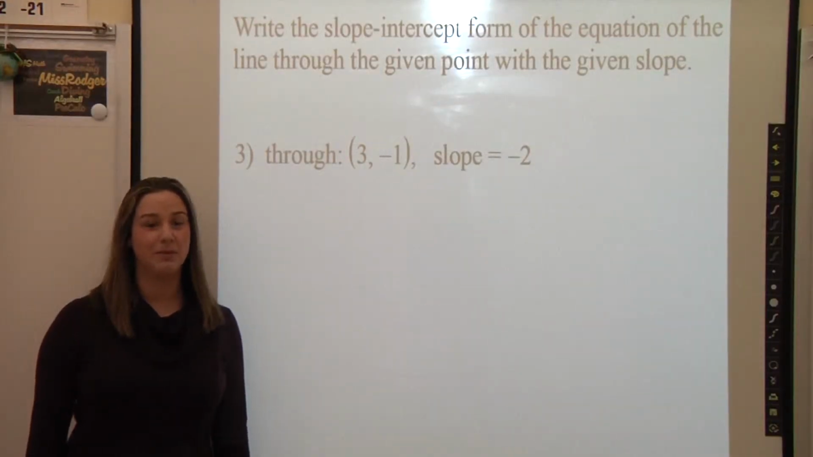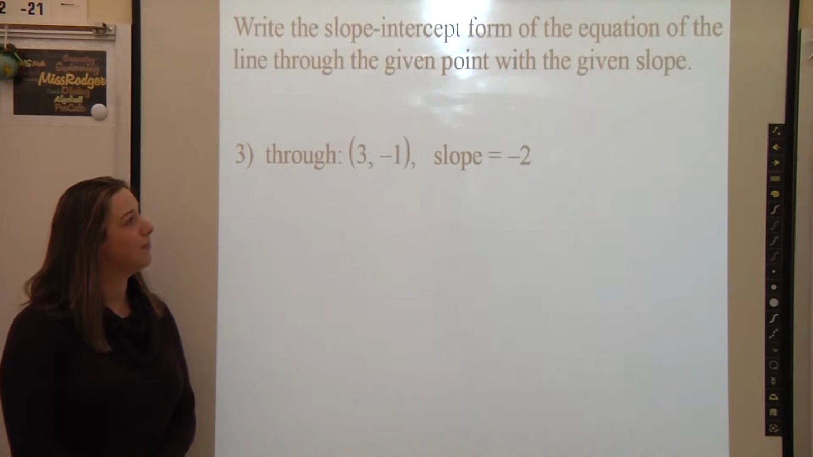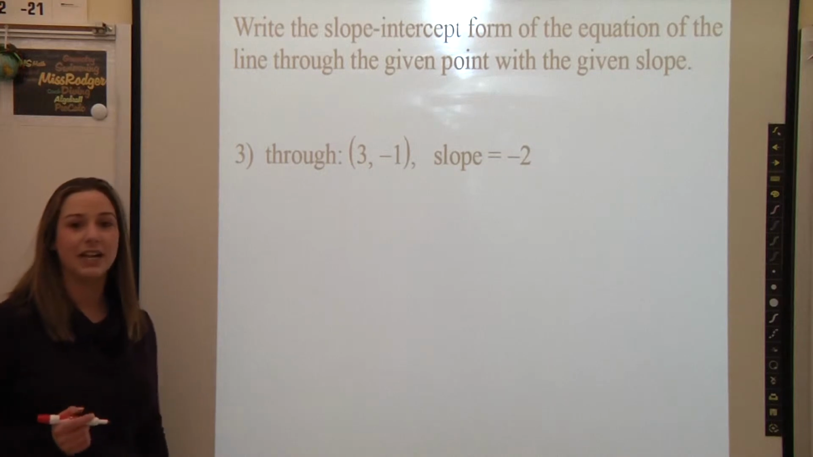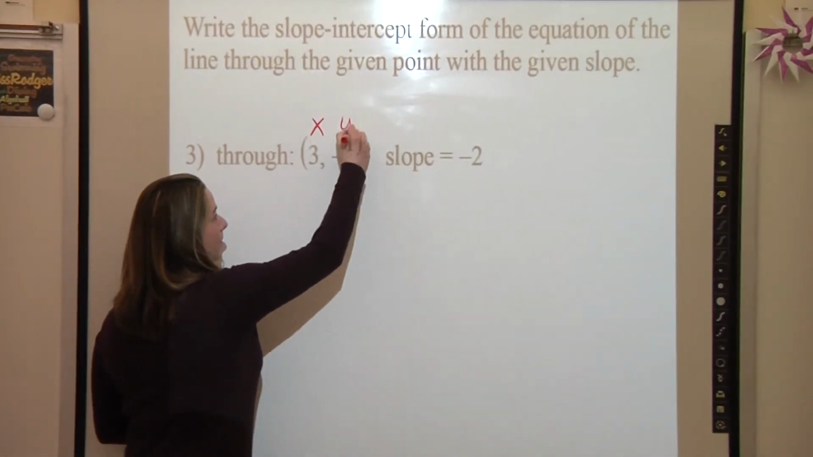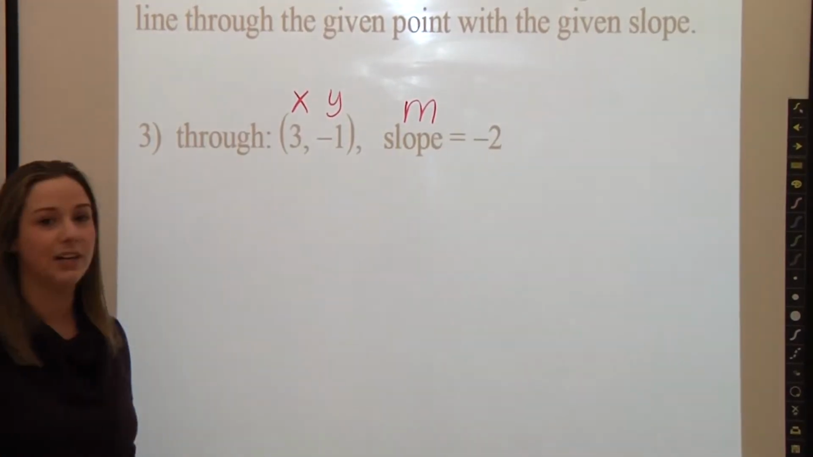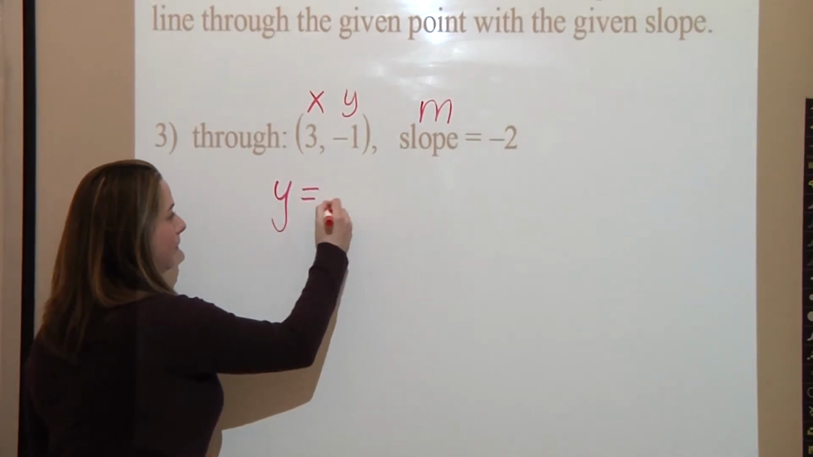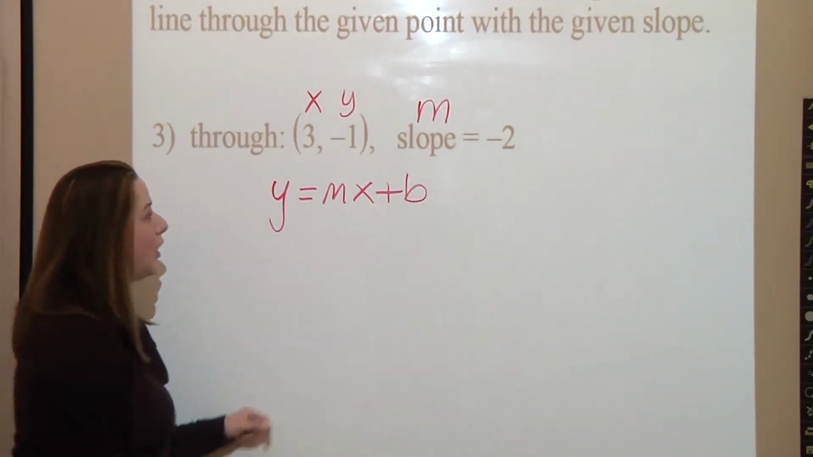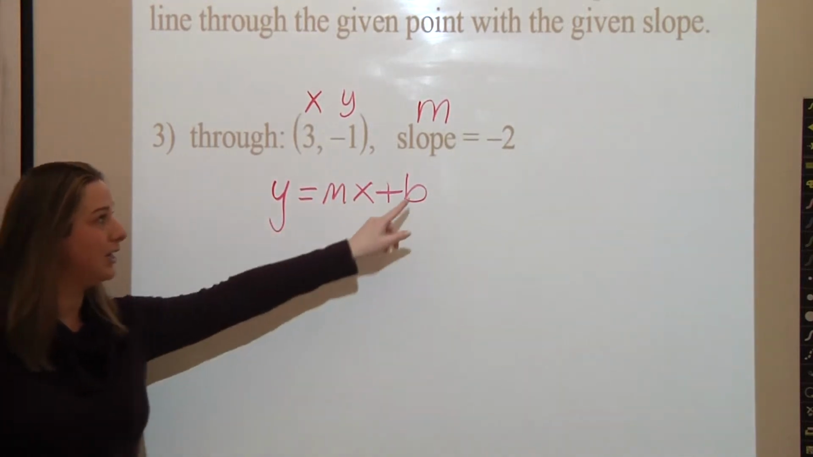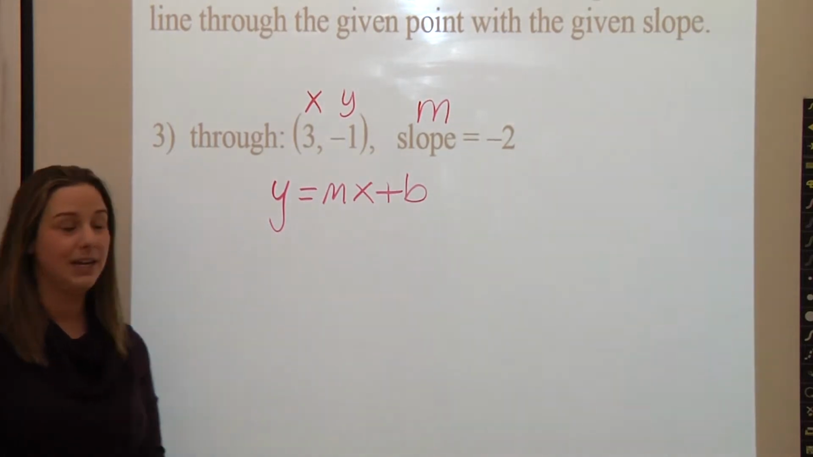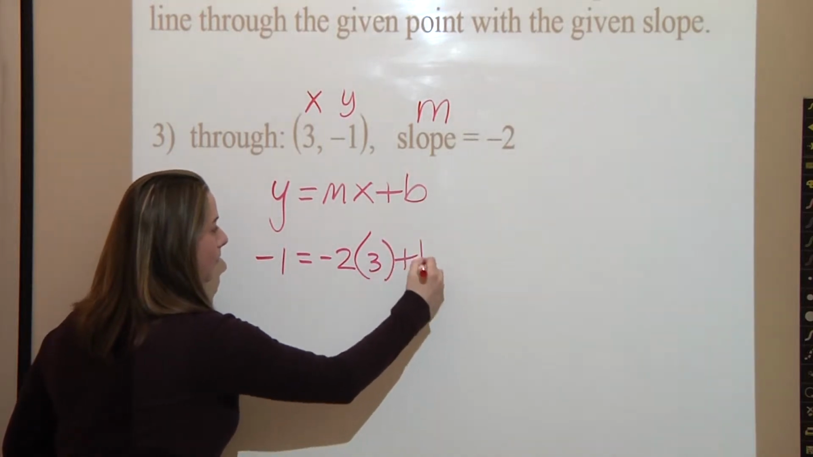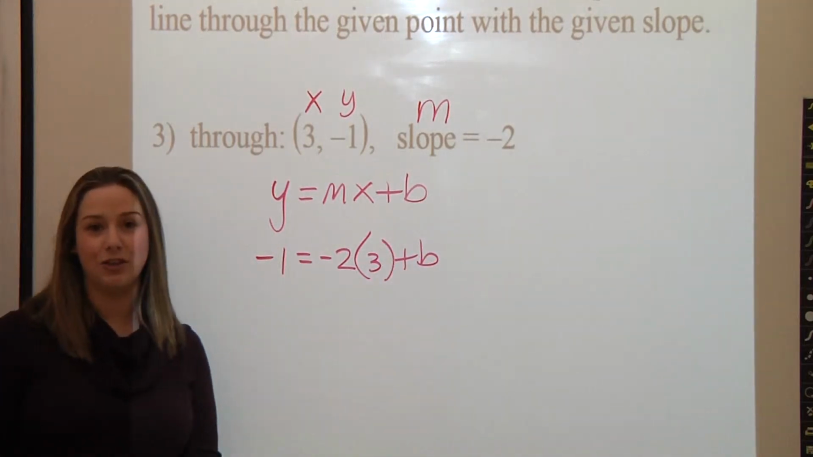Let's take a look at problem number 3. Write the slope-intercept form of the equation of the line through the given point with the given slope. So here, they give us an x, y ordered pair. And they give us our slope, which is negative 2. That's our m value. So what we're going to do is substitute x and y into our equation as well as our m and solve for b. When substituting, make sure to use parentheses.